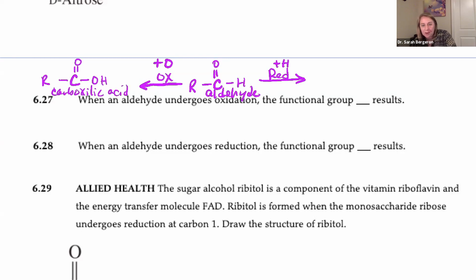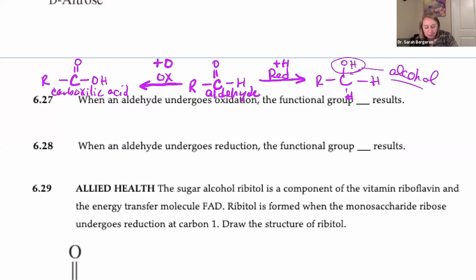And then what are we going to make in our reduction? Remember, you still have your carbon, you still have your R group, you still have your hydrogen. Now you're going to add another hydrogen to it. So I'm going to add my hydrogen at the bottom. Well, that's 4 bonds. I can't have a double bond anymore. So I'm going to have an oxygen and a hydrogen. What did I make? I made an alcohol.